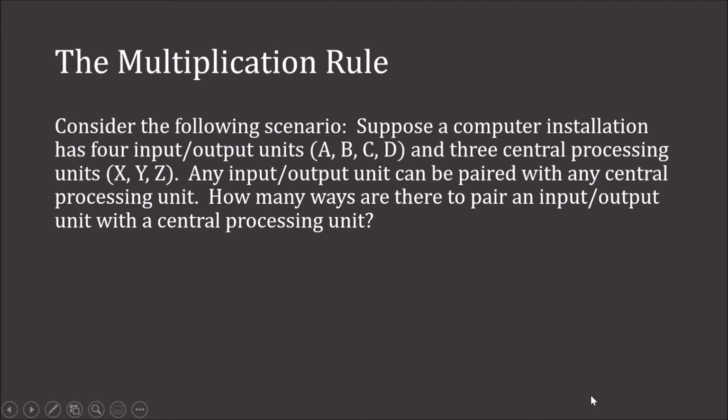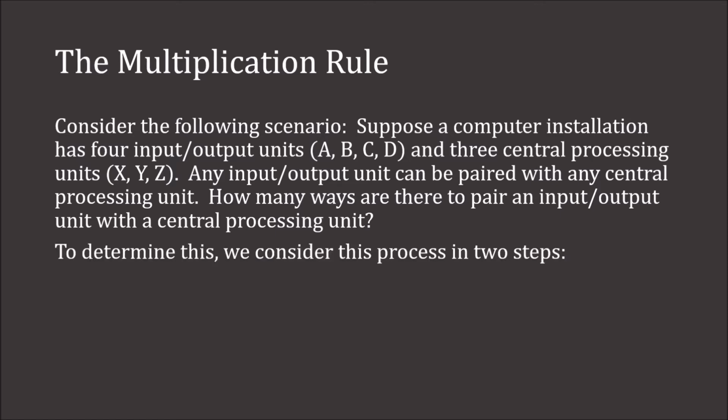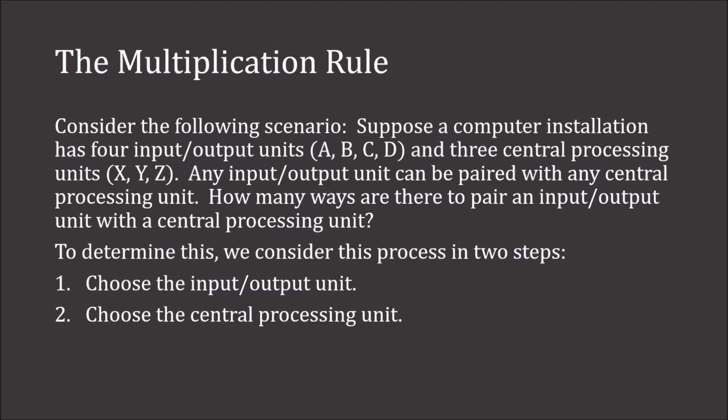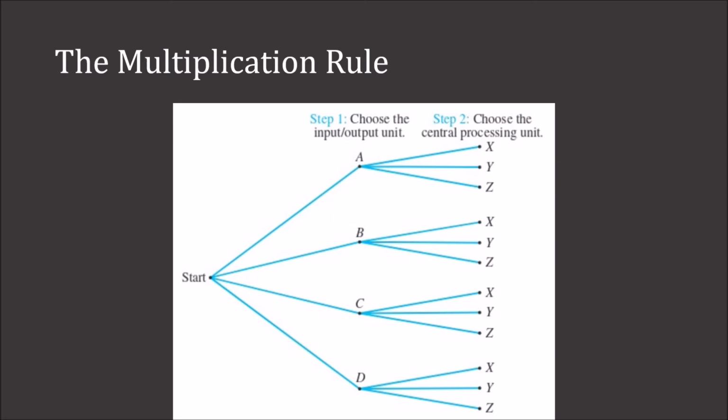Now let's consider the following scenario. Suppose a computer installation has 4 input-output units. They are A, B, C, or D, and it has 3 central processing units, X, Y, and Z. Any input-output unit can be paired with any central processing unit. How many ways are there to pair an input-output unit with a central processing unit? To determine this, we consider this process in 2 steps. First, we choose the input-output unit. Then, we choose the central processing unit that goes with it.